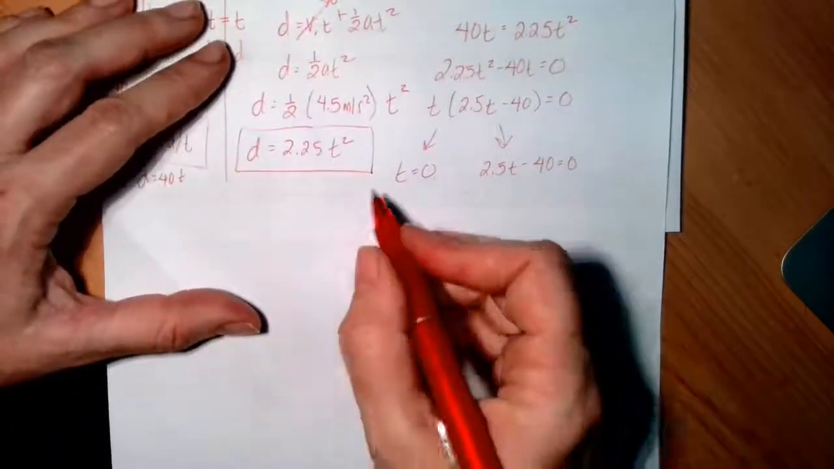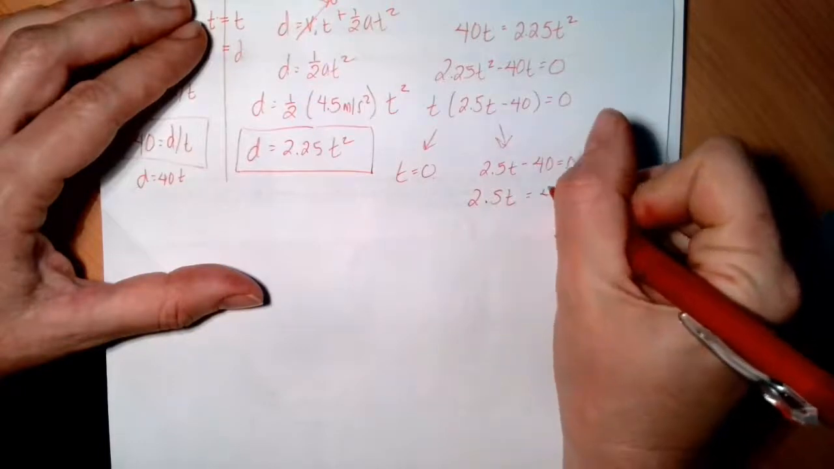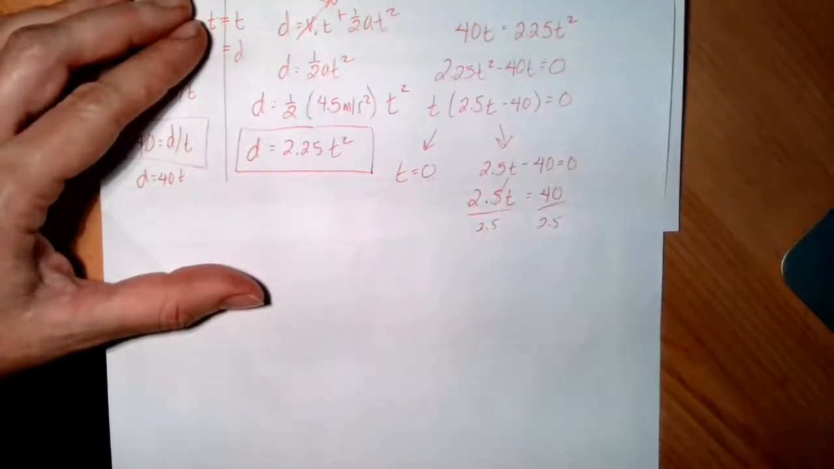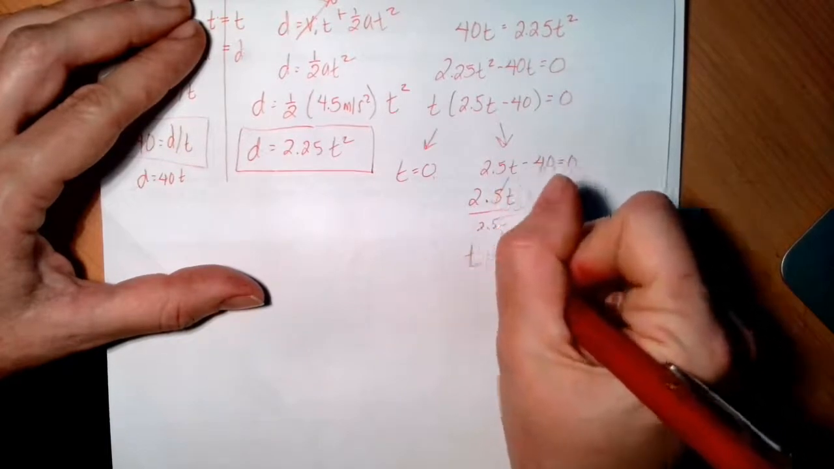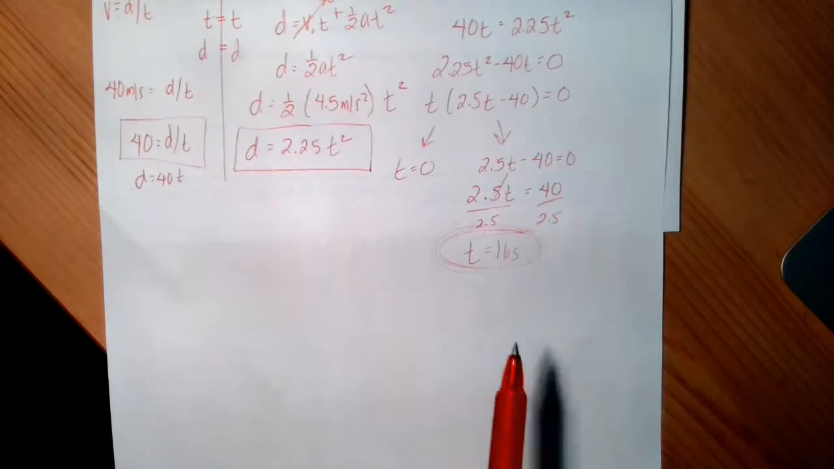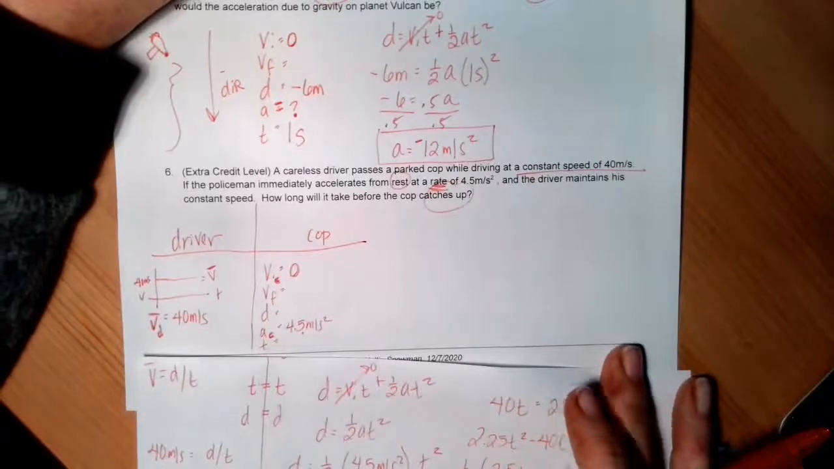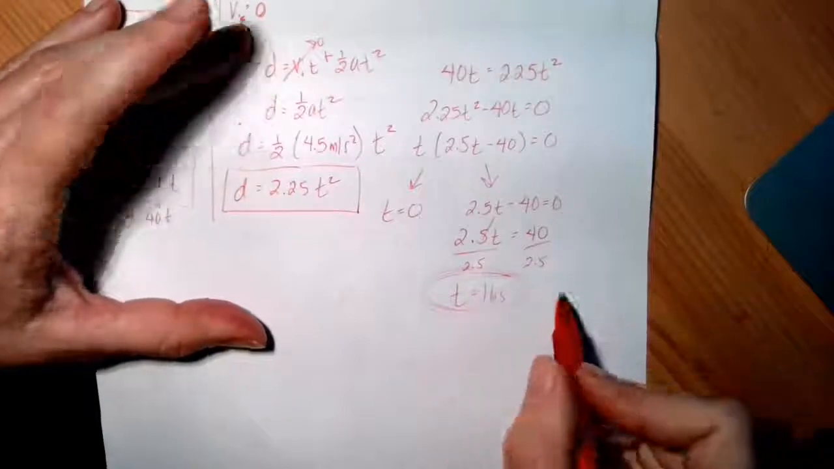All right, here we go. So let's see. 2.25t equals a positive 40. Divide both sides by 2.25. And you get 40 over 2.25 is 16. And that means that at 16 seconds, the cop is caught up with the driver again. All right? But that's not what they asked. They asked, how long? Oh, no, they did ask 16 seconds. It's done. All right.